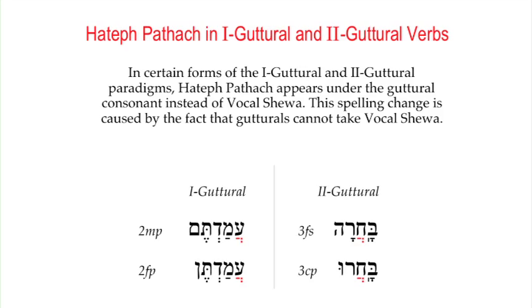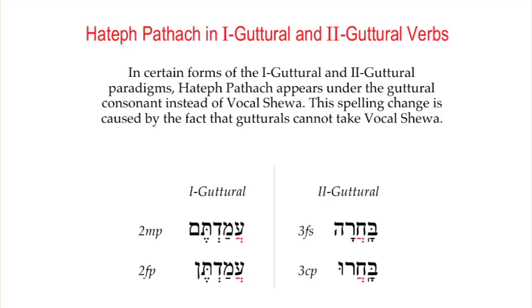So look again on your screen with me. In the examples you see on your screen, one guttural and two guttural, you will see 2 sets of verbs, each with a guttural. In the first category, the guttural's in the first root position, and in the second category, the guttural's in the second root position. Let's look at the first category, the one guttural verbs. In the 2MP and the 2FP forms, with the guttural in first root position, you'll observe that there's a hatef patach in the location where you would normally expect a vocal shewa in the strong verb. The appearance of the hatef patach is due to the fact that the guttural cannot take the vocal shewa and therefore takes the hatef patach.